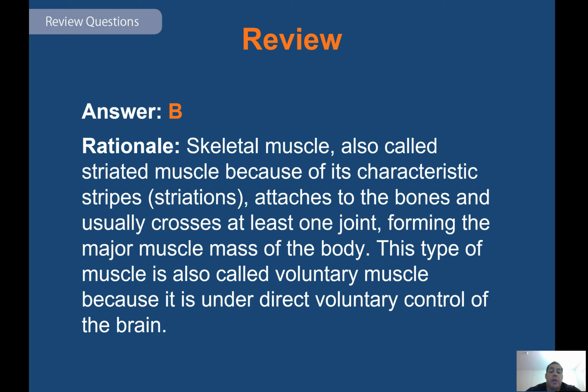So B, skeletal muscle, also called striated muscle because of its characteristic stripes, striations, attaches to the bones and usually crosses at least one joint, forming the major muscle mass of the body. This type of muscle is also called voluntary muscle because it is under direct voluntary control of the brain.